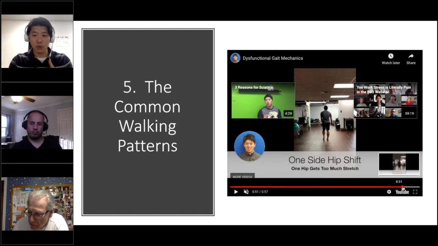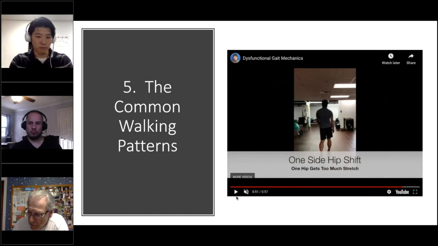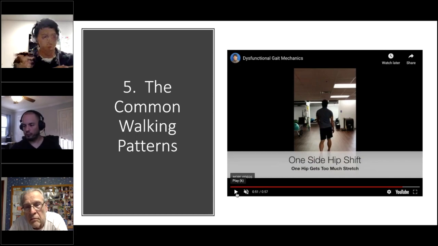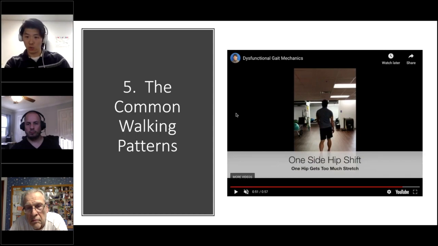And then one last one for now is one side hip shift. I'm just kind of faking it in a sense, right? If you take a look at this video here, my right hip gets jutted out to one side and my left does not. So one side gets, in a sense, possibly overstretched, or the other side doesn't get enough stretch. All right. So these are some common things that happen that lead to these issues.